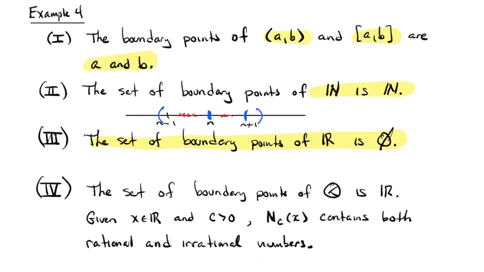Every real number is a boundary point for the set Q, the rational numbers. So the set of boundary points for the rational numbers is the entire set of real numbers. Because again, if you give me a real number and some positive epsilon, that neighborhood contains both rational and irrational numbers. So it has elements of Q and it has elements that aren't in Q. So every single real number is on the boundary of Q. It's sort of hard to imagine that. It's a messier boundary than the previous examples.